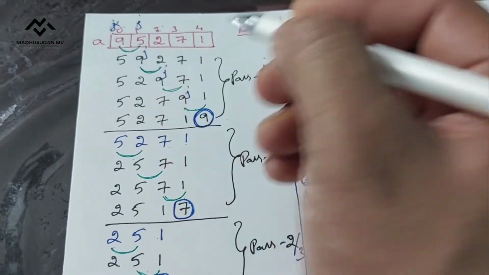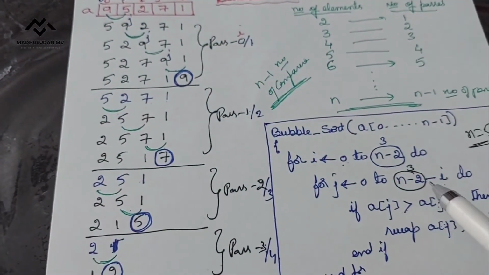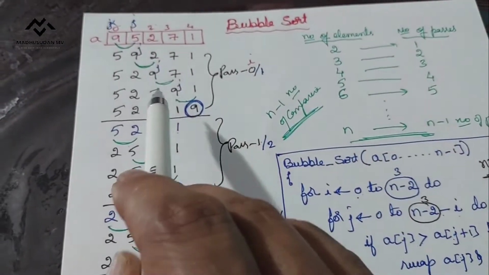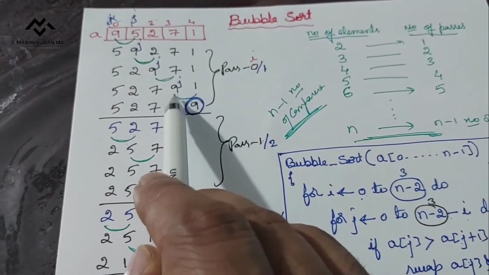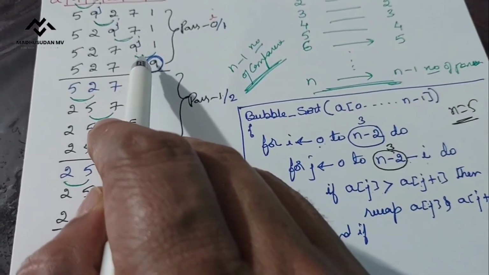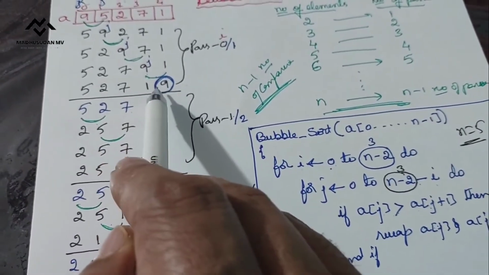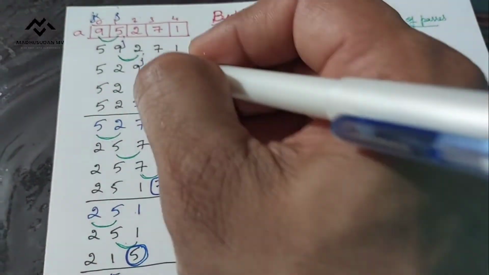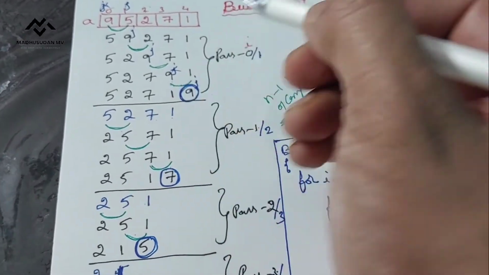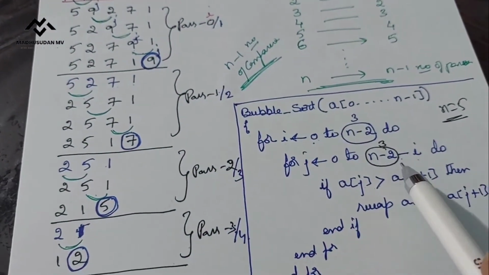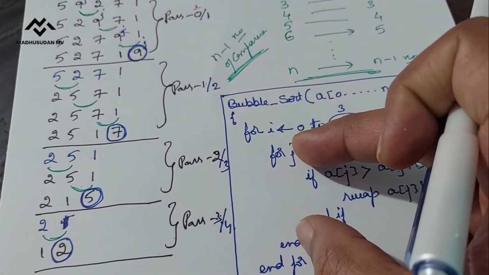Now J becomes 3. 3 less than or equal to 3, true, comes inside. Now I'm comparing a of 3 with a of 4. Again the condition is true, comes inside. It swaps 1 and 9. So now again J gets incremented. J becomes 4, but 4 less than or equal to 3, condition false. Now it comes out of this for loop.